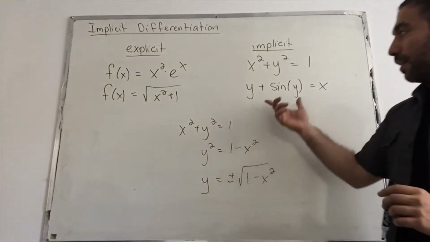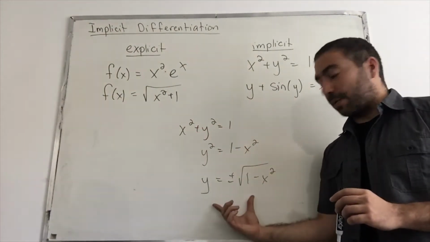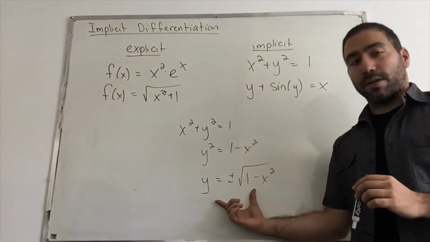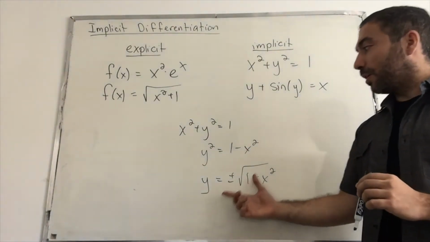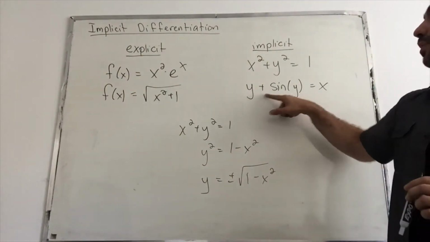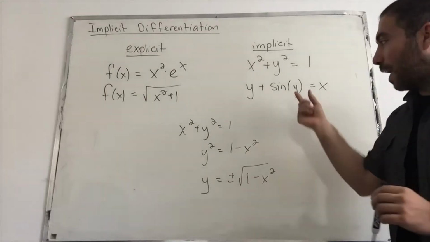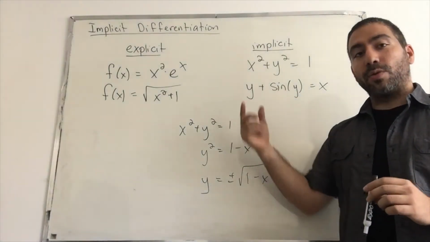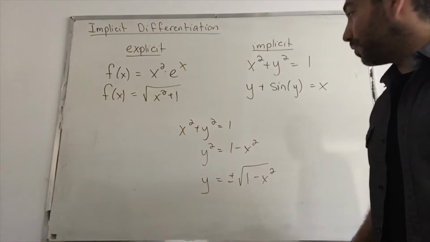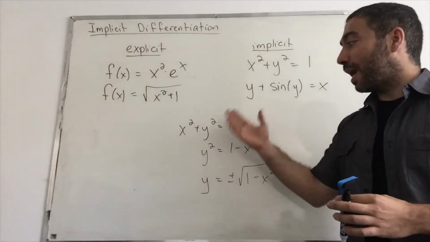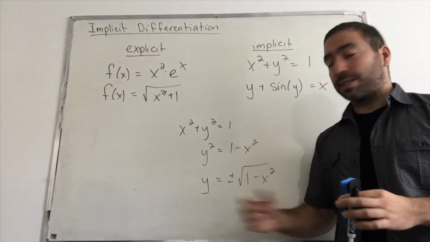But if we look at the second function, so sometimes we are capable of doing this, and then we could derive this using a chain rule, which we know how to do. But if you have a function like this, y plus sine of y equals x, how are you going to isolate y? So implicit differentiation allows us to take the derivative of functions without having to isolate for y. So that's what's nice about it.